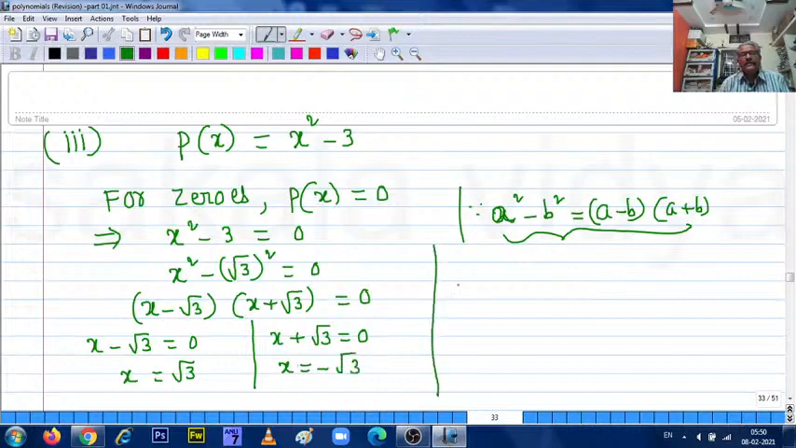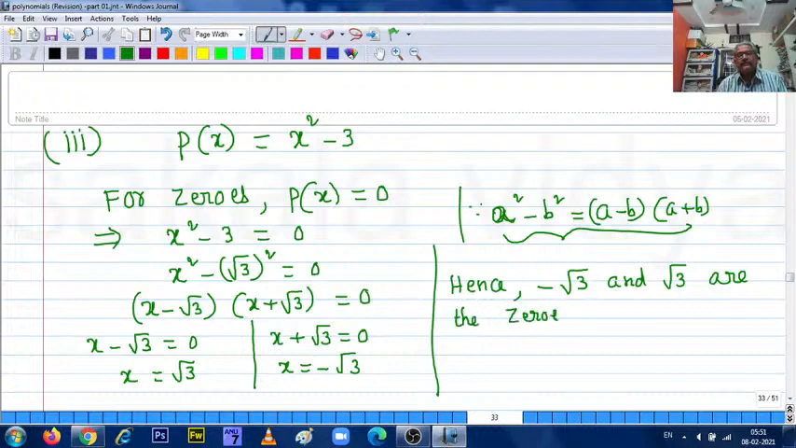So hence we can conclude like this. Negative root 3 and root 3 are the zeros of P of x equals to x square minus 3. This is the answer.